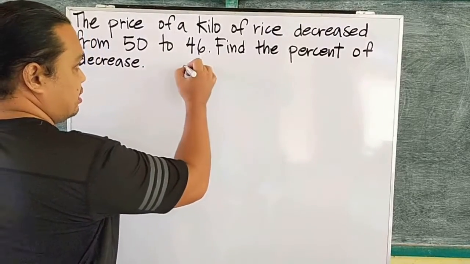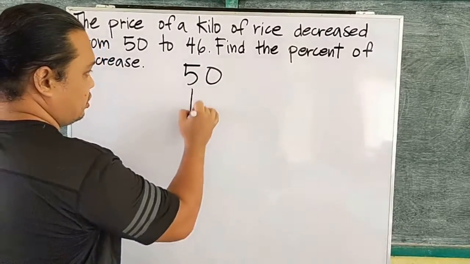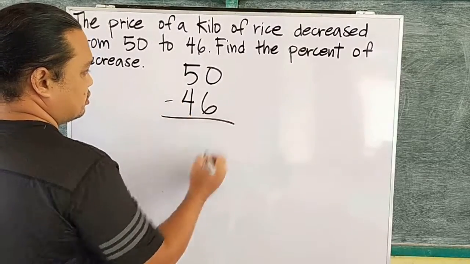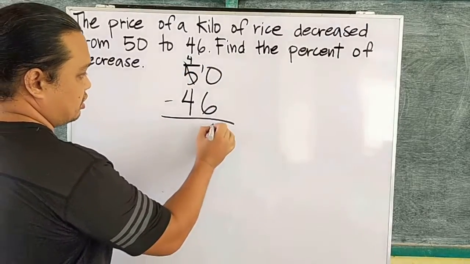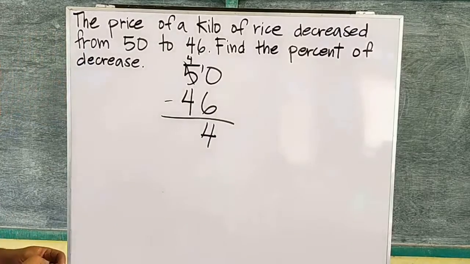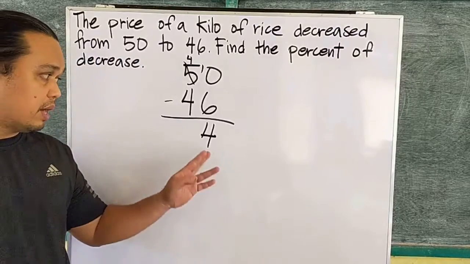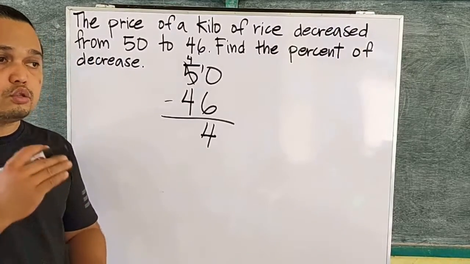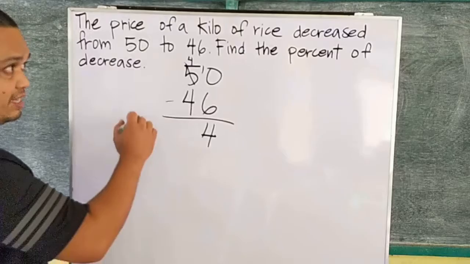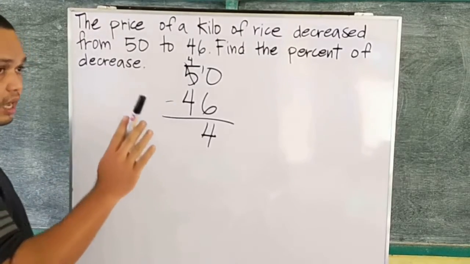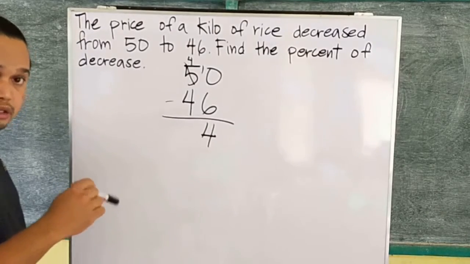How much did the price of rice change? So we need to subtract. Okay, so 50 minus 46, this will become 4. So the answer is 4. Okay, so the price of rice decreased by 4. Okay, so we want to find the percent of change or the percent of decrease because the new amount is lower compared to the original amount.